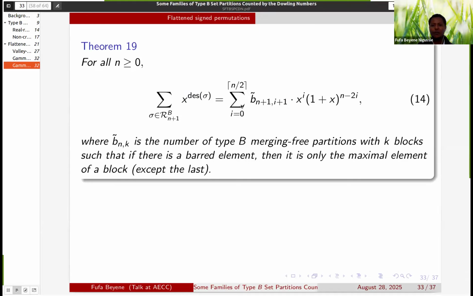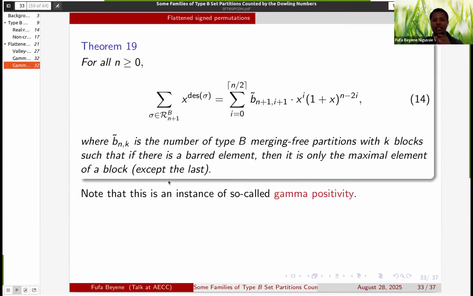And in addition, we also have a combinatorial interpretation of the gamma basis B tilde, which is given by the number of type B merging-free partitions with k blocks, such that if there is a barred element, then it is only the maximal element of a block, except the last one.